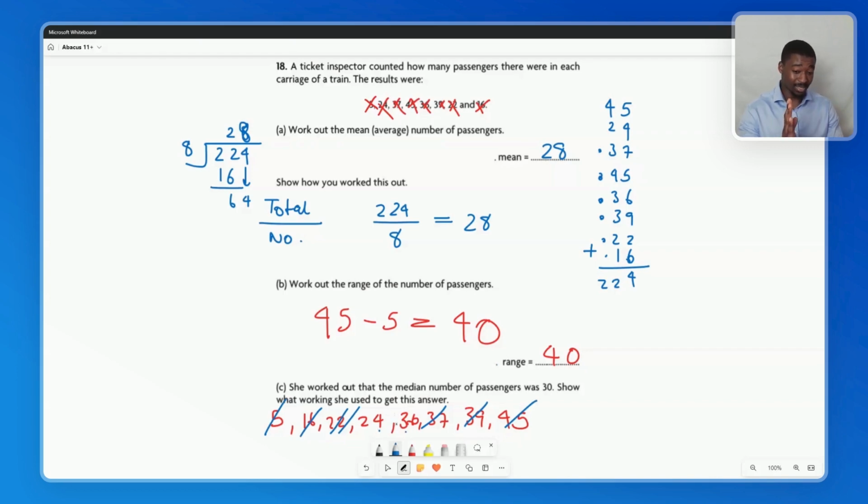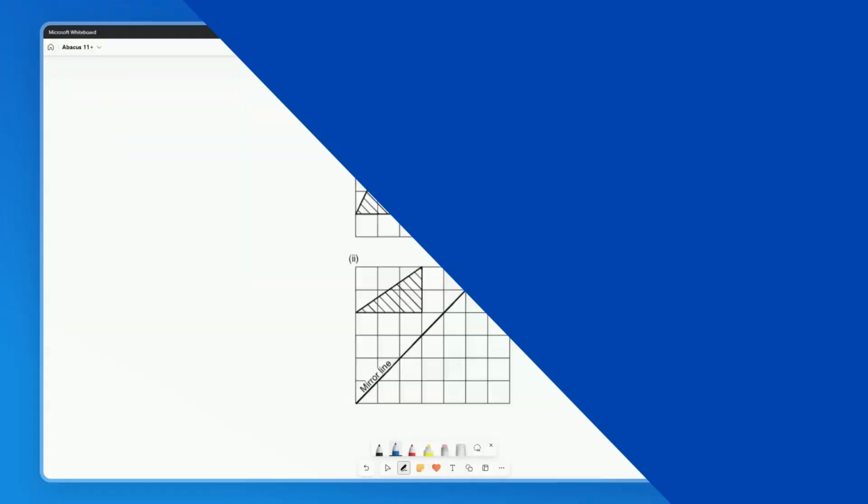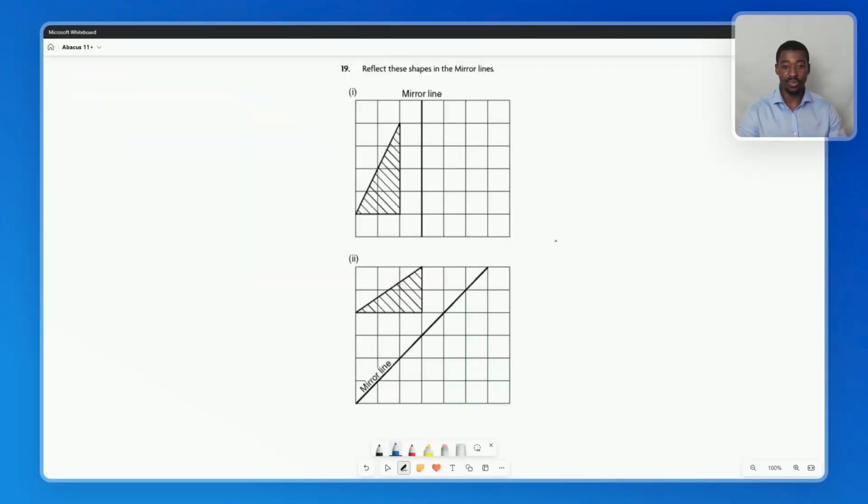So we want to find the middle of 24 and 36, which we can do by adding these two numbers together and then dividing by 2. So 24 plus 36 is going to be what? Well, 20 plus 30 is 50. 4 plus 6 is 10. So 50 plus 10 is 60. So 60 divided by 2 is 30, which is why the median is 30. That's her working out.